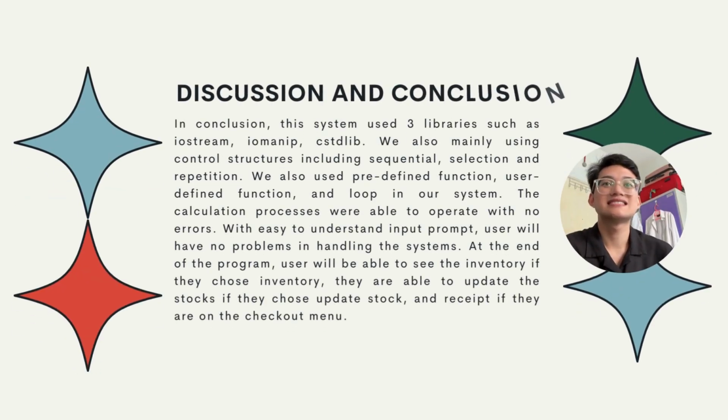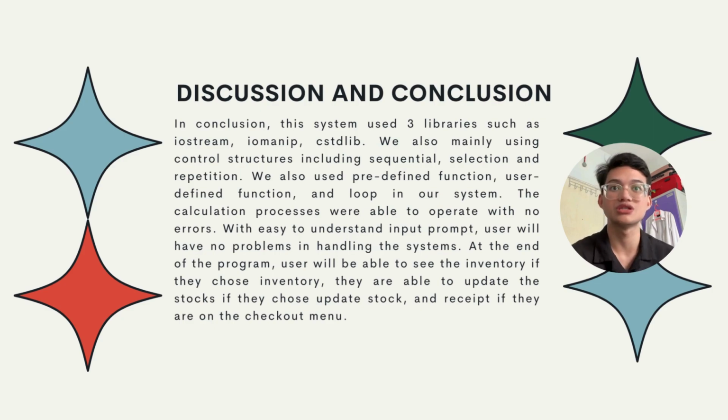Okay, so discussion and conclusion. In conclusion, the system used 3 libraries such as iostream, iomanip, and cstdlib. We also mainly use control structures including sequential, selection, and repetition. We also use predefined functions, user-defined functions, and loops in our system. The calculation processes were able to operate with no errors. With easy to understand input prompts, the user will have no problems in handling the system.